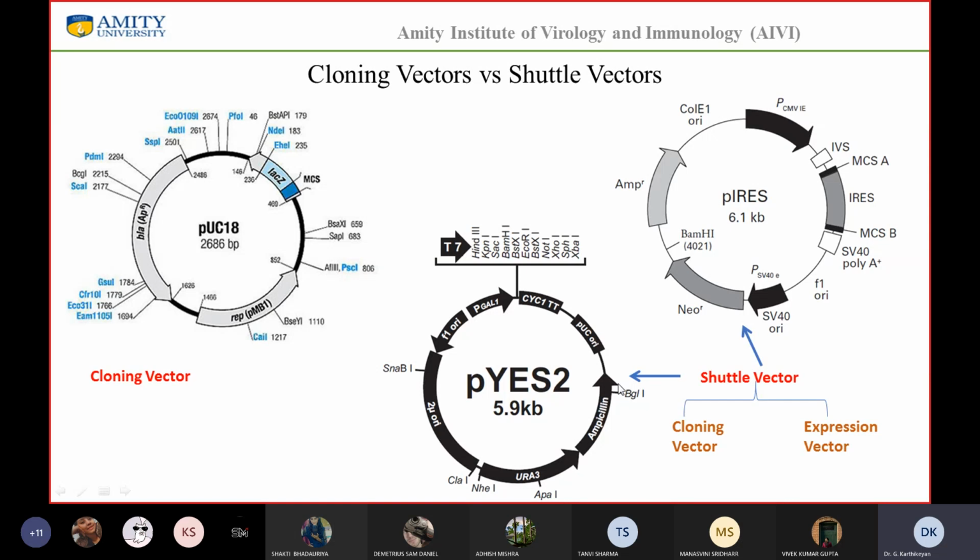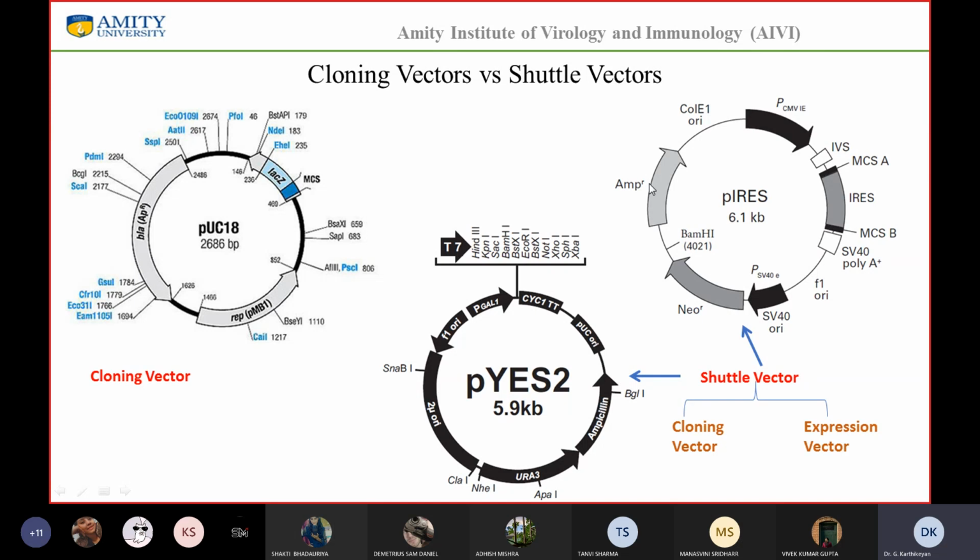So what you see in shuttle vectors is the presence of two selection markers. One is ampicillin, one is URA3, which is for yeast. And in the mammalian vector, one is neomycin resistance and one is ampicillin. So in mammalian systems, you will be selecting for neomycin resistance. But in E. coli, when you do this in E.